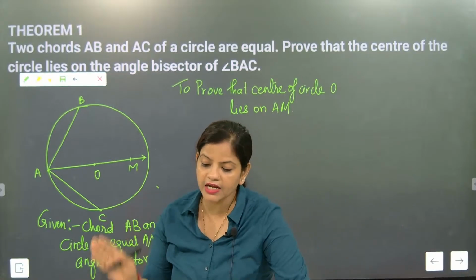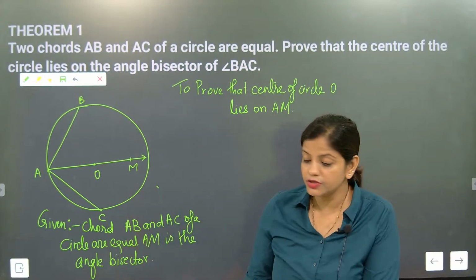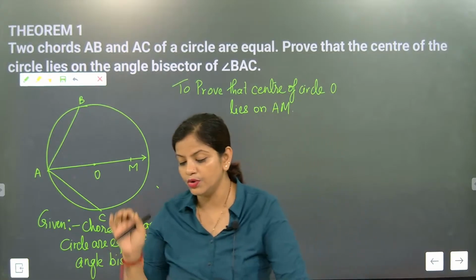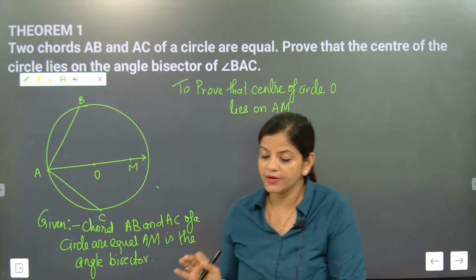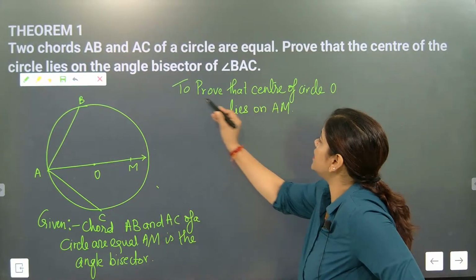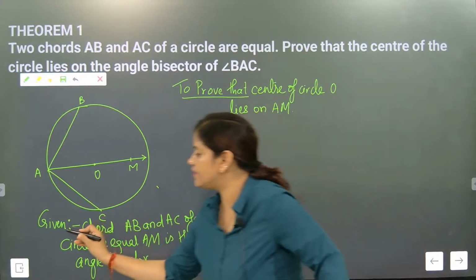So this is exactly the most important part, beta. We need to note down this part. This is the thing to prove, and this is given.